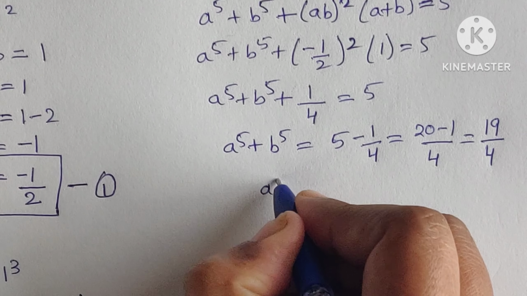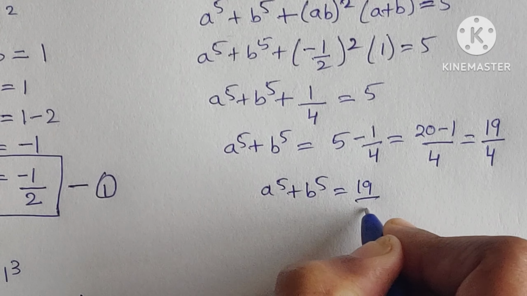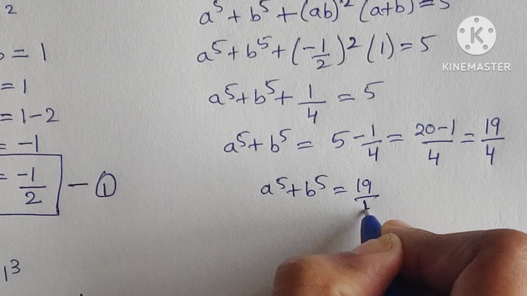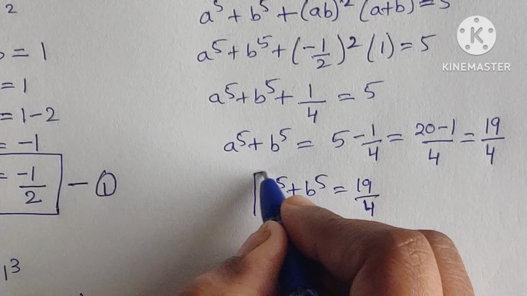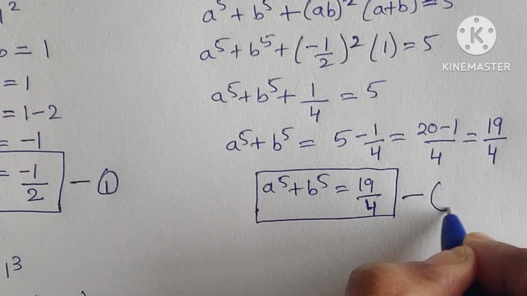So a to the power of 5 plus b to the power of 5 equal to 19 divided by 4. So we got this value. So let us consider this is equation 4.